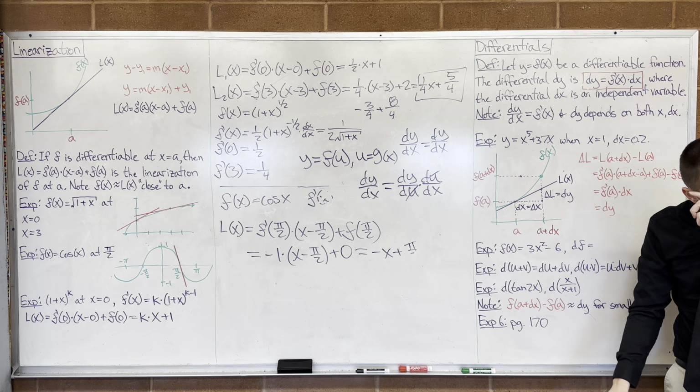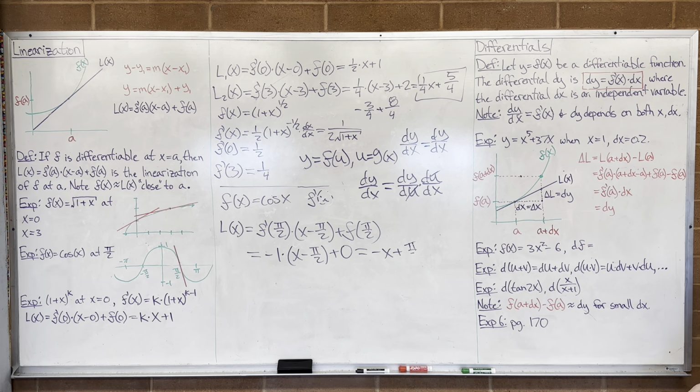We're going to do some examples to make this very concrete. So, very concrete example. Here is some function, y equals x to the 5 plus 37x. We are going to find dy when x is equal to 1 and dx is equal to 0.2.